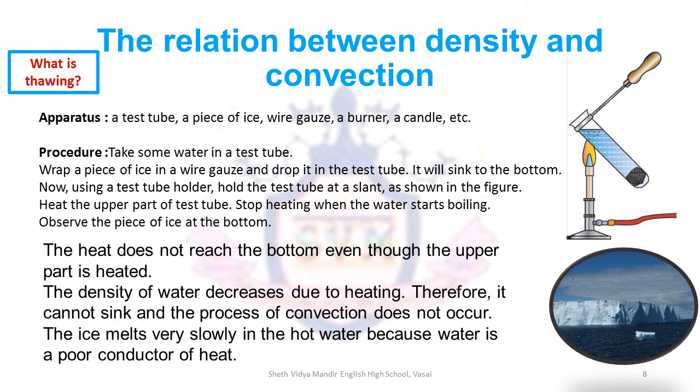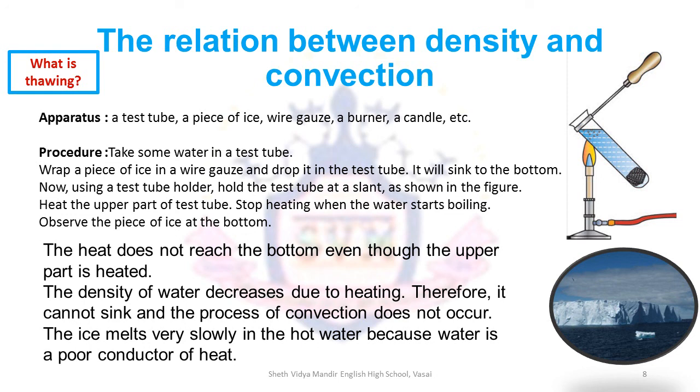at the bottom. You will notice that the heat does not reach the bottom even though the upper part of the water is heated. The density of water will decrease due to heating, but it will not sink. And so the process of convection will not occur in the test tube.